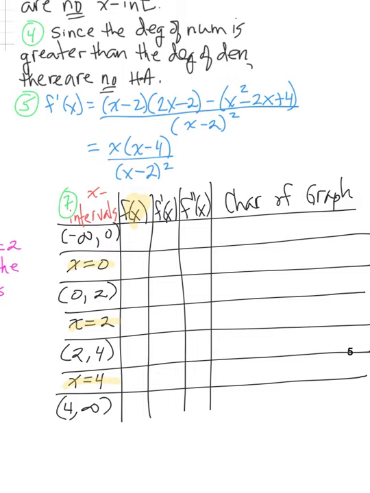So let's go ahead and substitute in those values. At x equals 0, if I substitute into the original function, I get negative 2. Into the derivative, I get 0. And into the second derivative, I get a negative. If I substitute x equals 2 into the original function, I get undefined, into the derivative undefined, and into the second derivative undefined. So that right there, as we already determined, is our vertical asymptote.